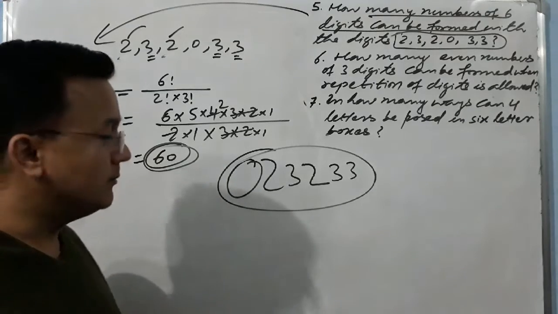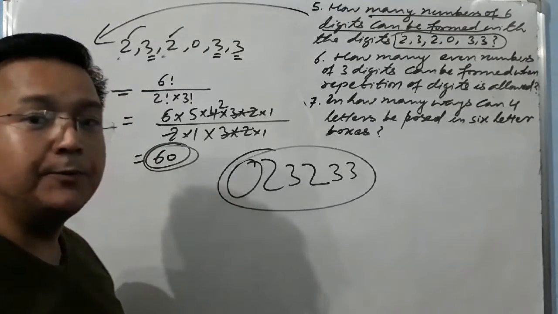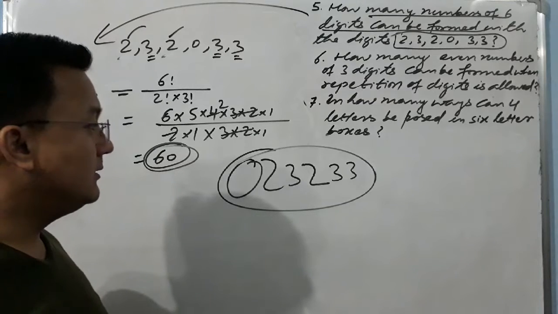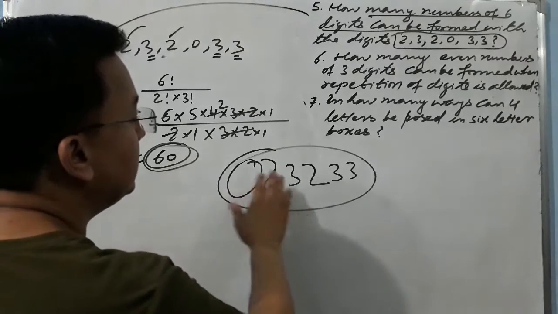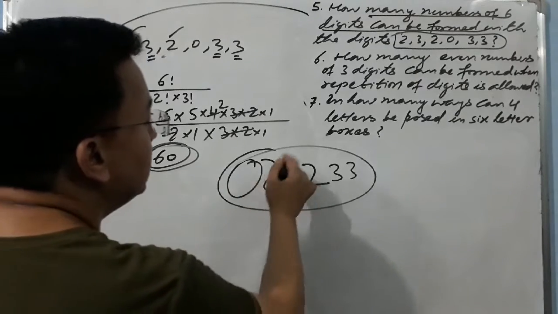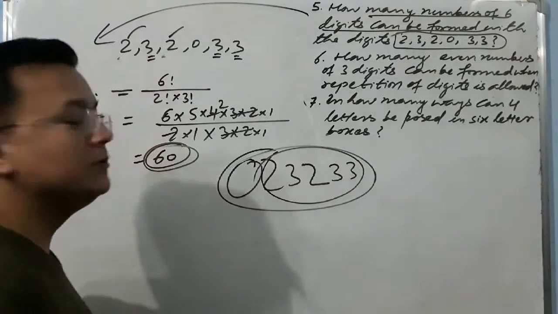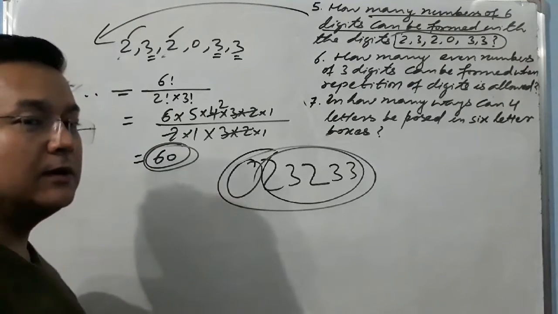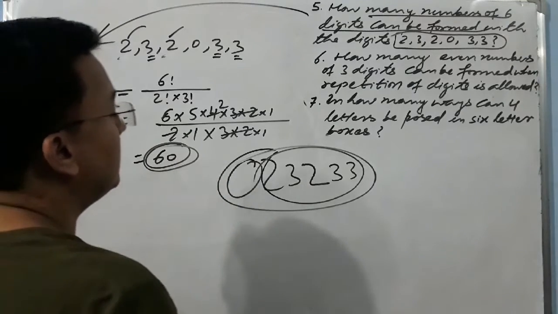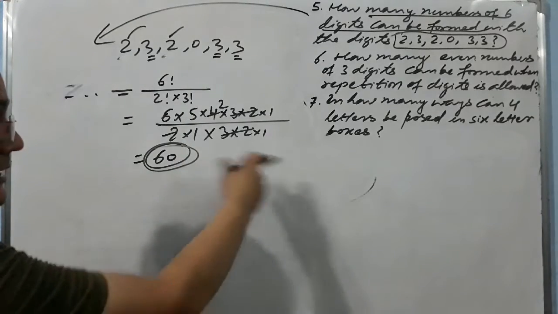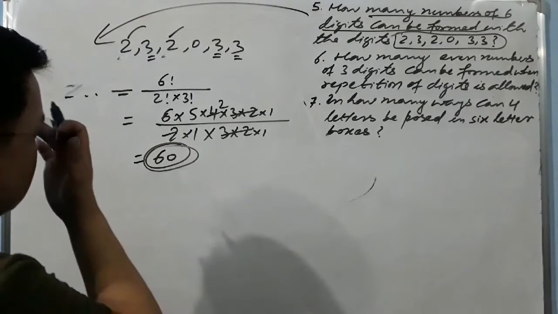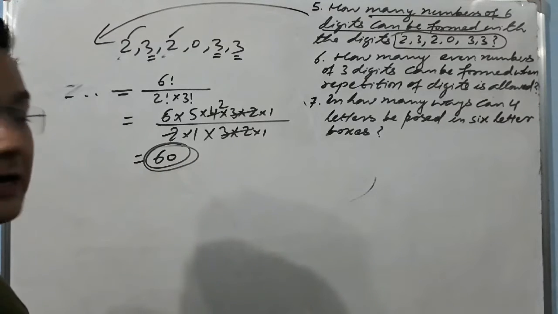In the number system, if you write down 0 at first, that is not a significant number, and we read this one ultimately as a 5 digit number, 23233. We ignore 0 if it comes at first. But here, due to using this formula, we may get this type of number also, in which 0 may come at first.